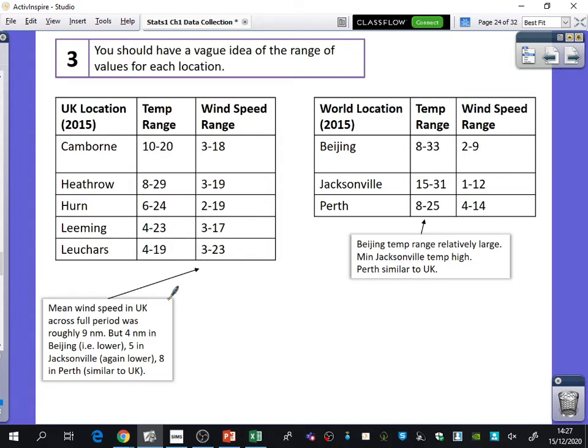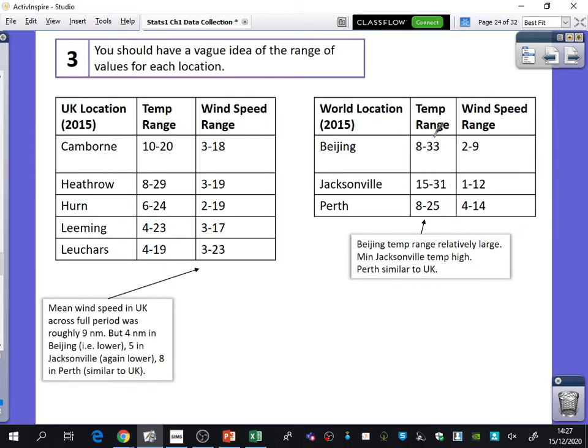So the mean wind speed in the UK across the full period was roughly 9 nautical miles, but 4 nautical miles in Beijing, 5 in Jacksonville, and 8 in Perth. So basically it's less windy in Beijing and it's less windy in Jacksonville, which is unexpected because of things like hurricanes. Then for the world locations, this is all for 2015, the Beijing temperature range is pretty large.